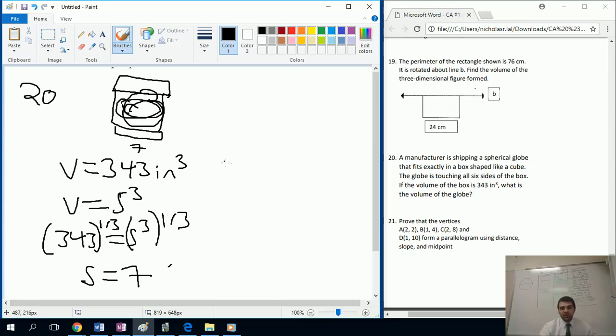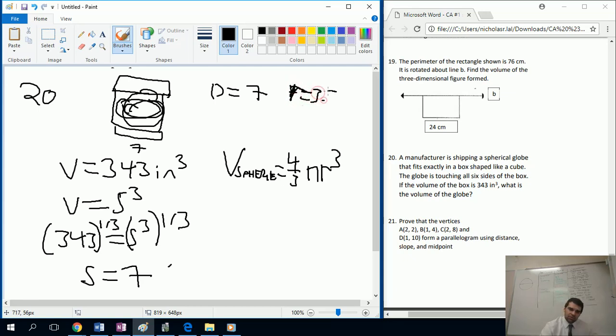But let's just write the volume of a sphere. Volume of a sphere. Got to know this. 4/3 pi r cubed. So we know the diameter is equal to 7. You just have to visualize that the entire side length of the cube is going to be equal to 7, which means the radius is going to be equal to 3.5. So the volume of the sphere is going to be equal to 4/3 times pi times our radius, which is going to be 3.5 cubed.